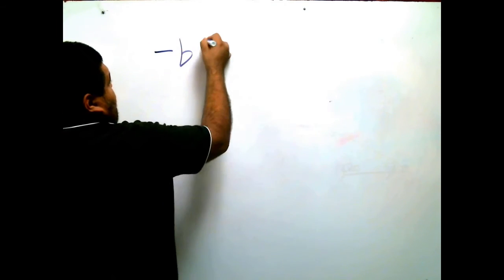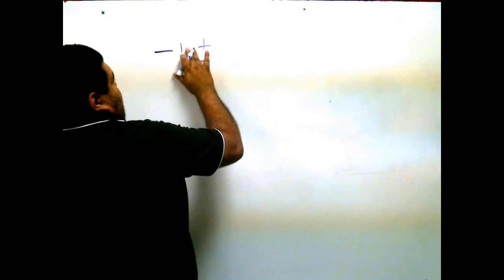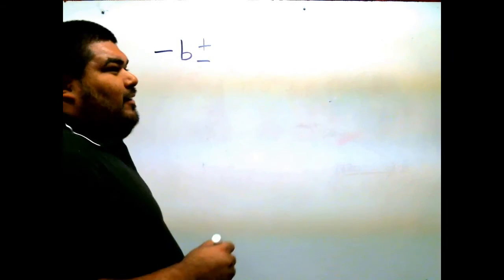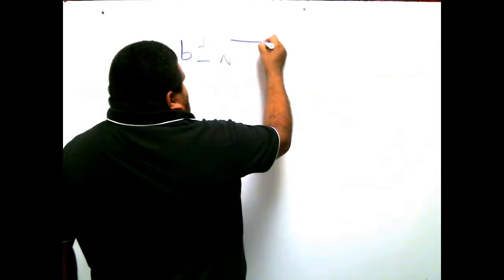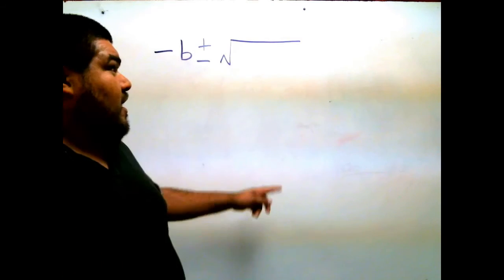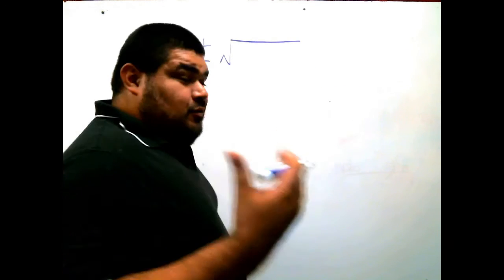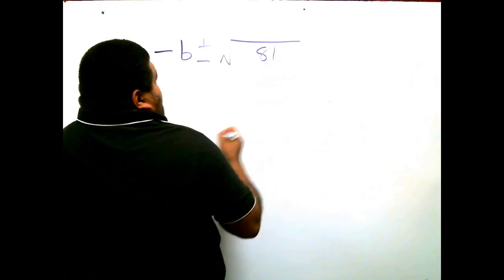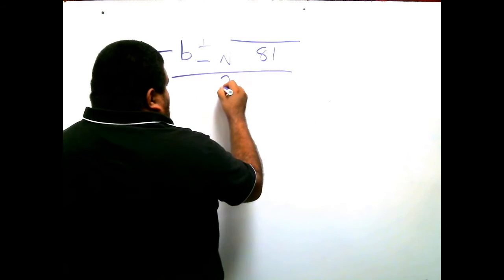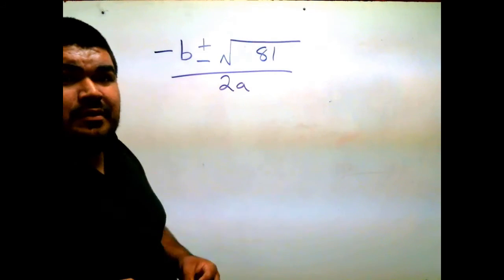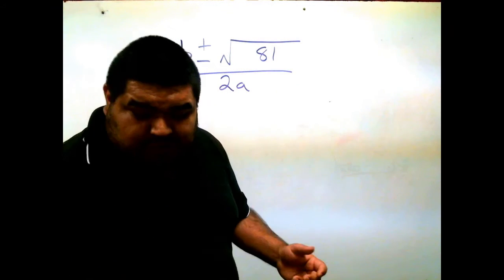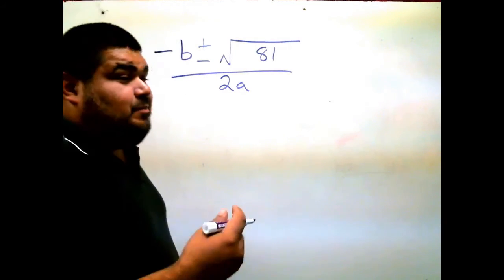We have negative b plus and minus. Looks more like a weird looking letter. So let's do b. Looks a little better now. Radical. If you guys remember, what was the answer we had instead of b squared minus 4ac? Which was 81, right? That's what we solved for. 81 over 2a.